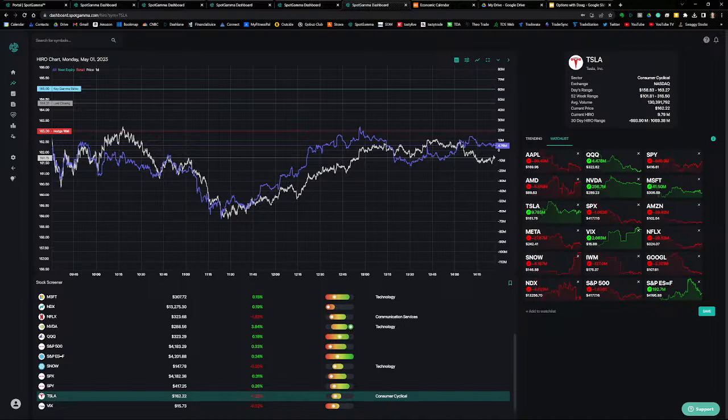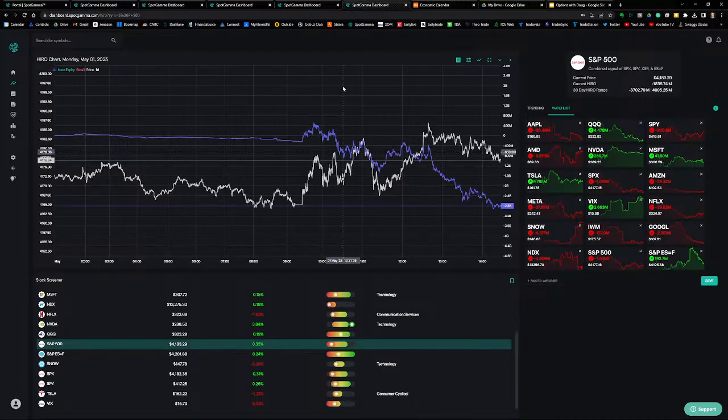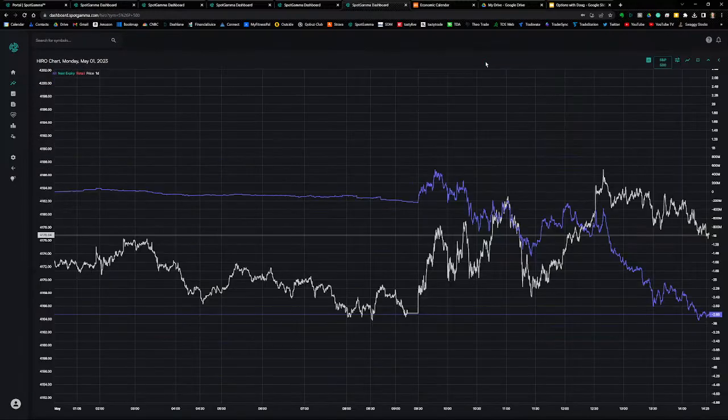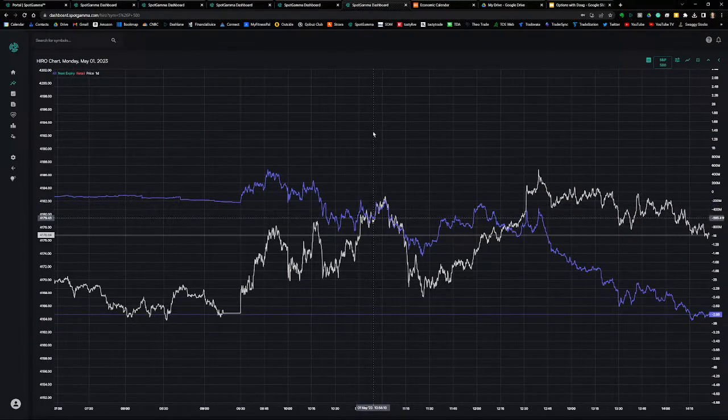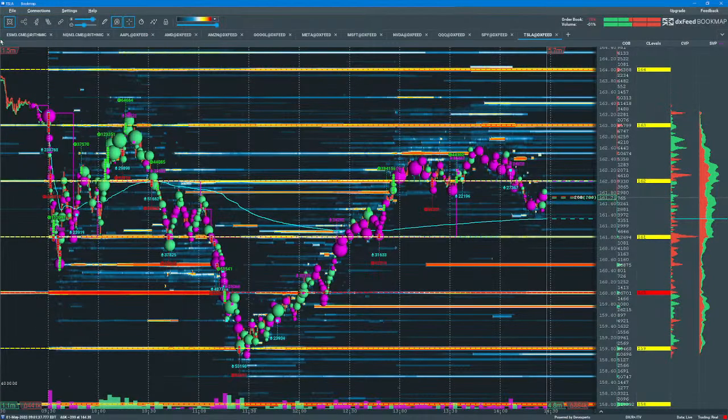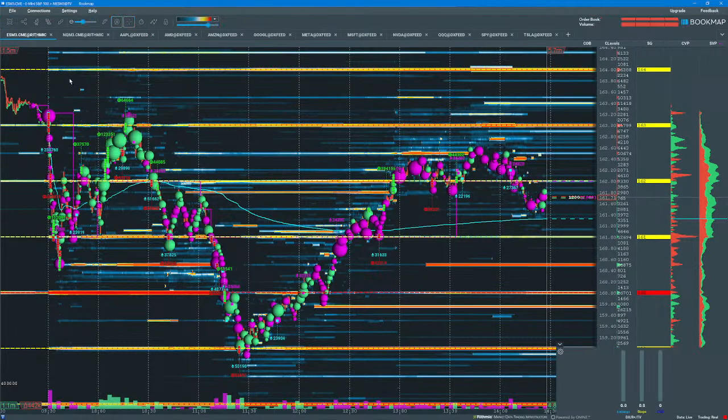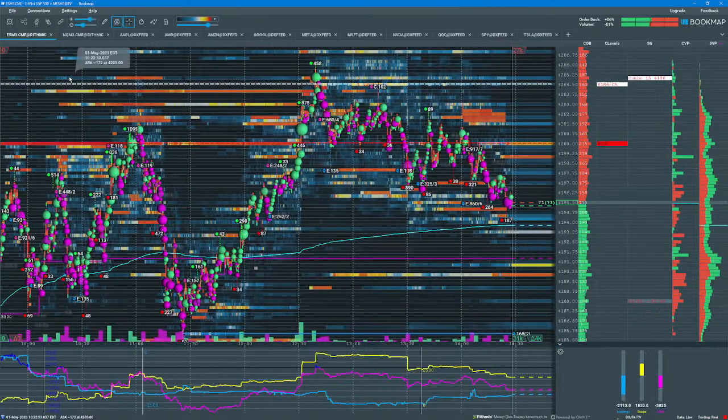All right, I've got a couple minutes left. Those are all the stocks that I wanted to take a look at. Let's go back to the S&P 500 and see how that's playing out. So it looks like the S&P 500 is grinding lower. Let's go take a look at Bookmap. And definitely grinding lower in slow motion, as RJ says.